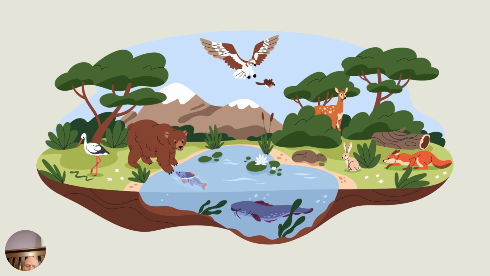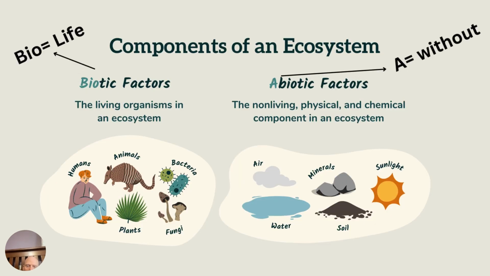On the other hand, we have what are considered abiotic factors, and the prefix a in front of a word means without. So without life. These are the non-living physical or chemical components of an ecosystem. These might include air, minerals, rocks, water, soil, and sunlight.